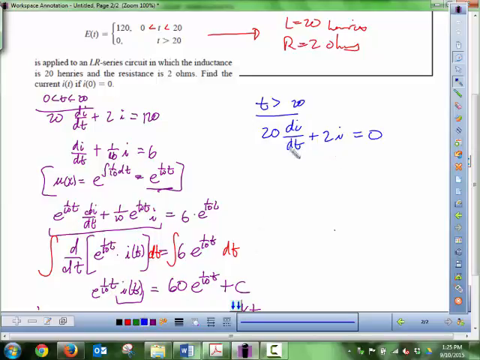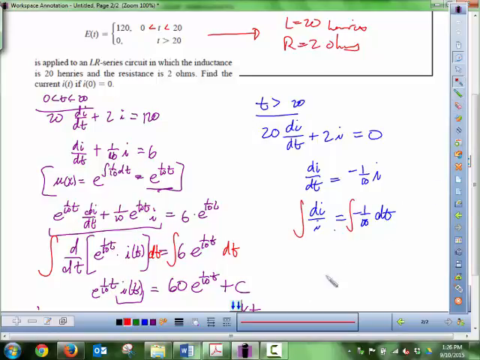We want to still divide by 20, but move the I to the other side. So di dt is equal to negative I, and the coefficient is 1/10 again. And to separate it, I'll keep the constant 1/10 on the right side, so di over I is equal to negative 1/10 dt. And here's our separable DE that we integrate.